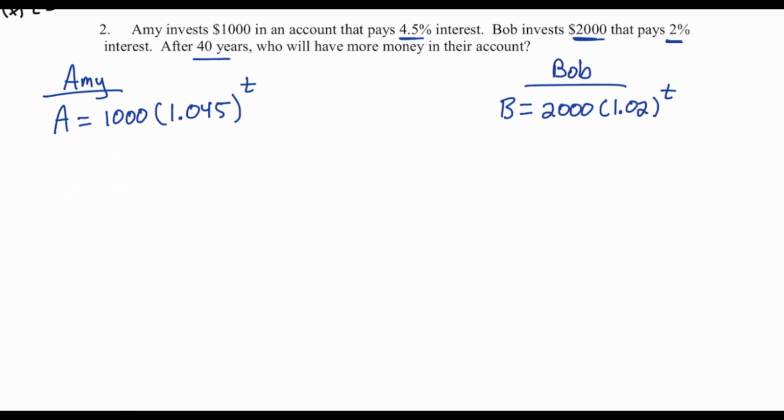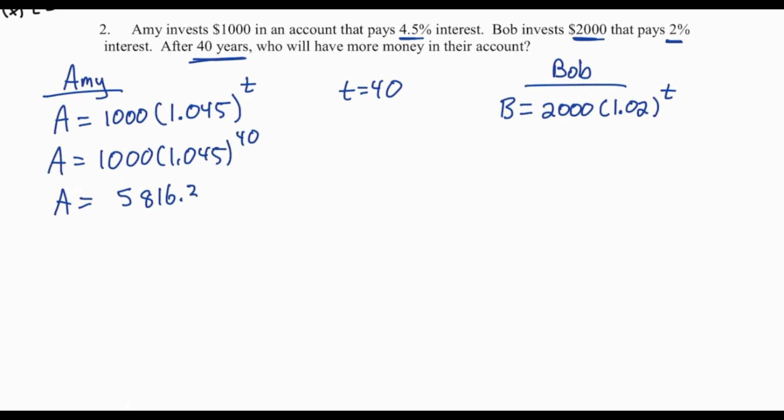And in each case, we're seeing what happened after 40 years. So we're going to evaluate each function. We're going to plug t equals 40 into each equation, and let's see what we get. A is equal to 1,000 times 1.045 to the power of 40. And so Amy is going to have $5,816.36 in her account.